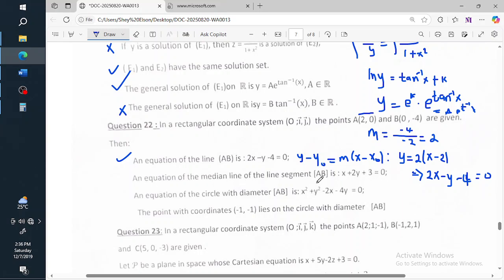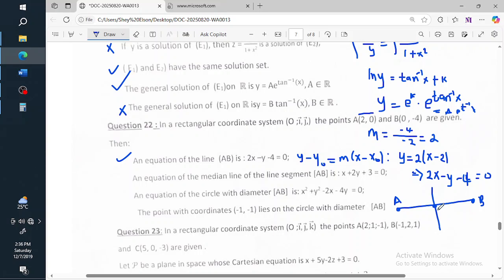The median line is a line that passes through the midpoint of A and B, and it divides AB into two equal parts. If I have the segment that starts at A and ends at B, the median line will pass through the midpoint. So this is a median line. All right, so that's what he's saying.